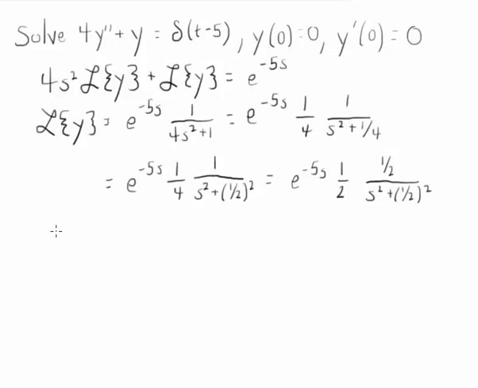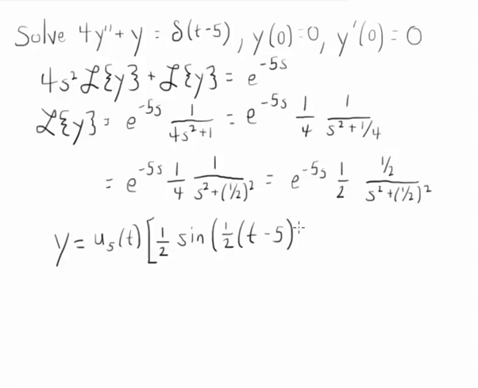All right, we are ready to take the inverse Laplace transform. So as usual, that e to the negative 5s turns into a Heaviside function, in this case u sub 5 of t, times the inverse Laplace of this, shifted. So we're going to have a 1/2. And what we have here is the Laplace transform of sine. In fact, it's sine of 1/2 t from right there. And we have to account for the shift, so that's t minus 5.